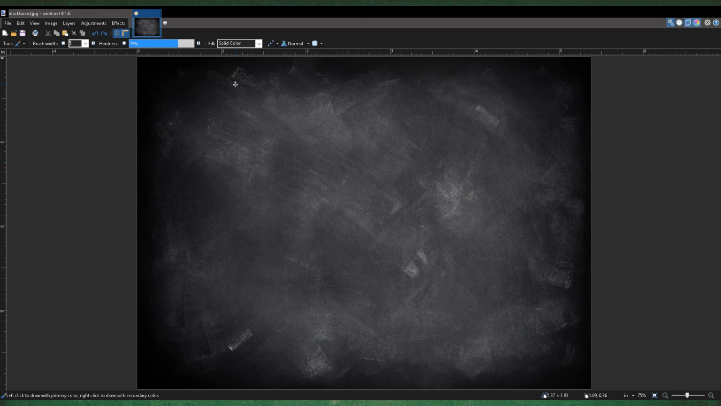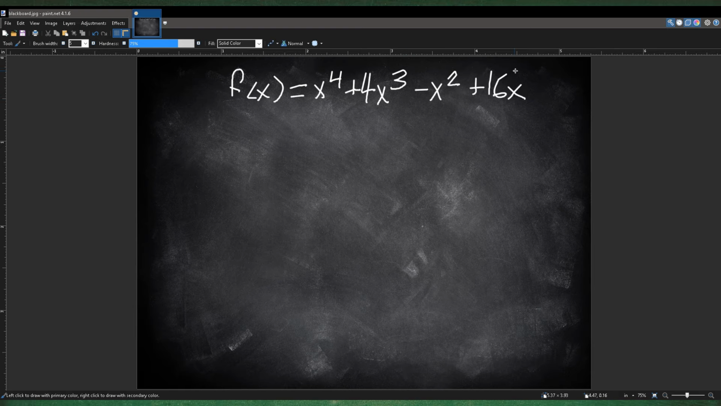So let's take, for example, our equation f of x is equal to x to the power of 4 plus 4x to the power of 3 minus x squared plus 16x and minus 20. So we have this.